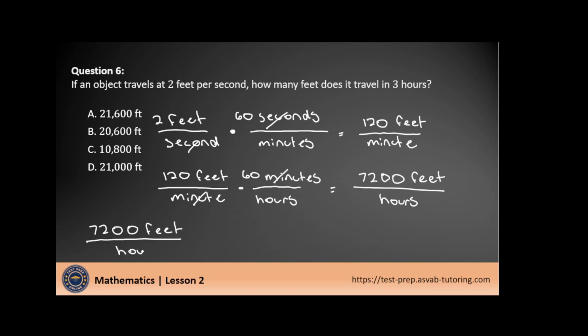per hour. If we want to know how many feet we traveled in 3 hours, we're going to multiply that rate by 3. So 3 hours. Cancel out. 7,200 times 3. 0 times 3 is 0. 0 times 3 is 0. 2 times 3 is 6. And 7 times 3 is 21. So our answer is 21,600. Hours canceled out, so we're left with feet.